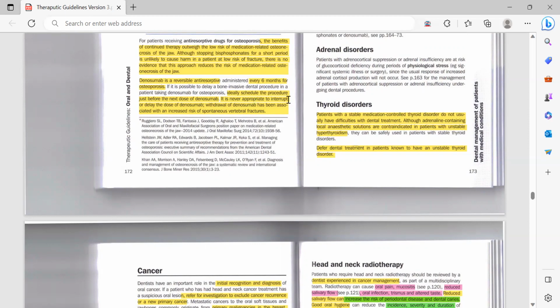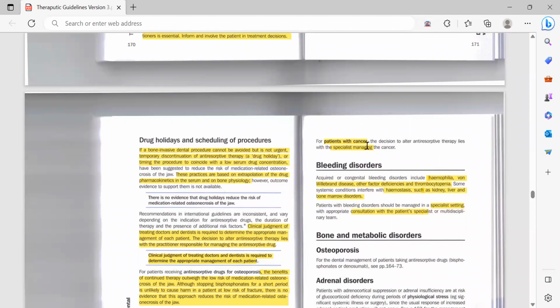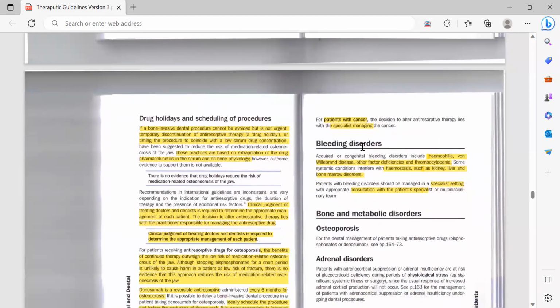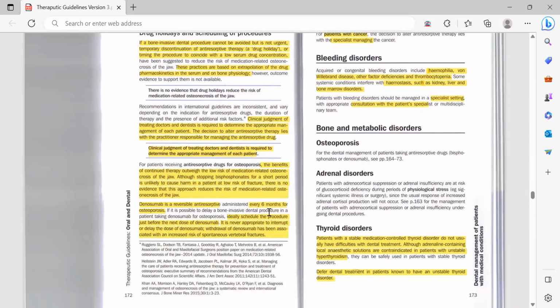It is never appropriate to interrupt or delay the dose of denosumab. Withdrawal of denosumab has been associated with an increased risk of spontaneous vertebral fracture. So you should not allow your patient to delay that treatment, which is planned 6 monthly. You can schedule your treatment plan accordingly. For patients with cancer, specialists would be managing them. As a general dentist, you cannot do much for them. So you would only be treating the patients who are on osteoporosis. Schedule your procedure according to that.